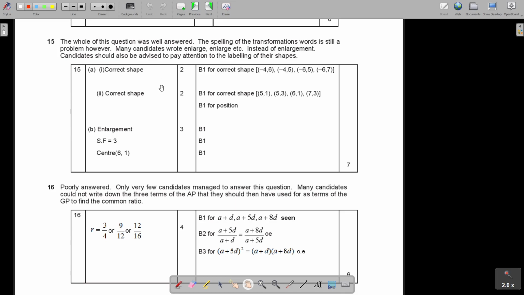You must remember, it's the correct shape, and there they give you just the coordinate points so that you can check. Okay. And then enlargement, scale factor 3, center. So for every one of those points, you will get 1 mark. Okay. Let's do the next question.